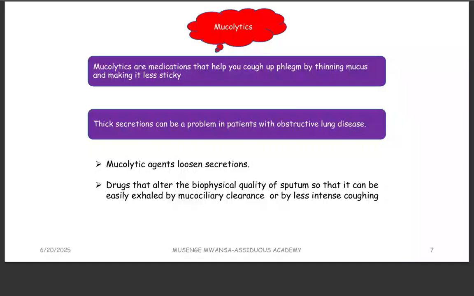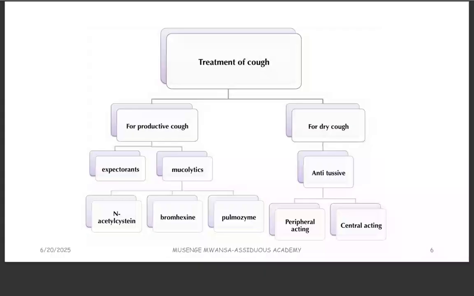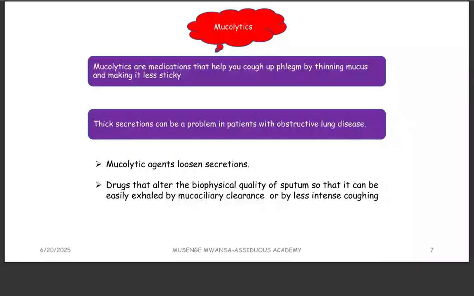Okay, so this is just showing us examples. So for productive cough, expectorants and mucolytics. Examples of mucolytics, those that break down mucus, you have got acetylcysteine, bromhexine, and then Pulmozyme. For the dry cough, you use the antitussives. There are some antitussives that act peripherally, and then others are central acting.